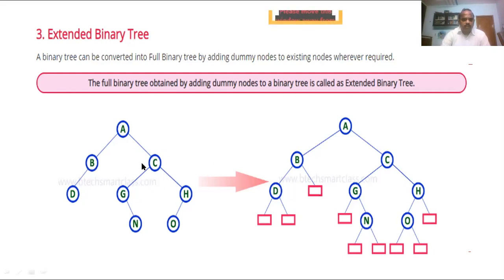For example, A, B, C, D, G, H, and N and O. These are all the nodes. So come here. Then A, B, D. These are the extended elements. If you want to add a dummy element, this is possible. Clear? These are all the dummy elements. This is called an extended binary tree.